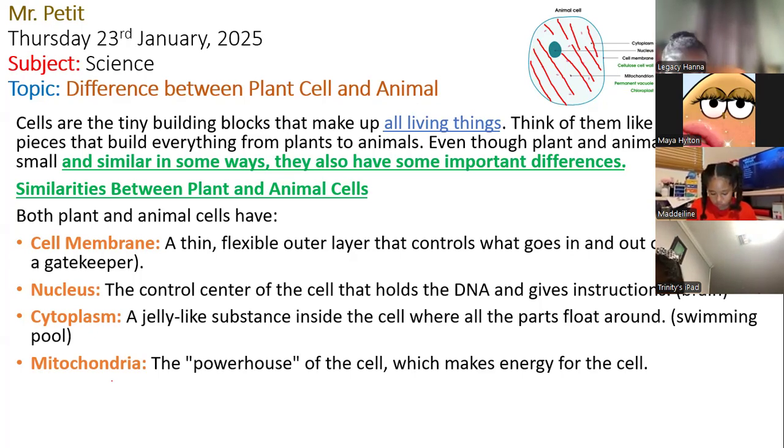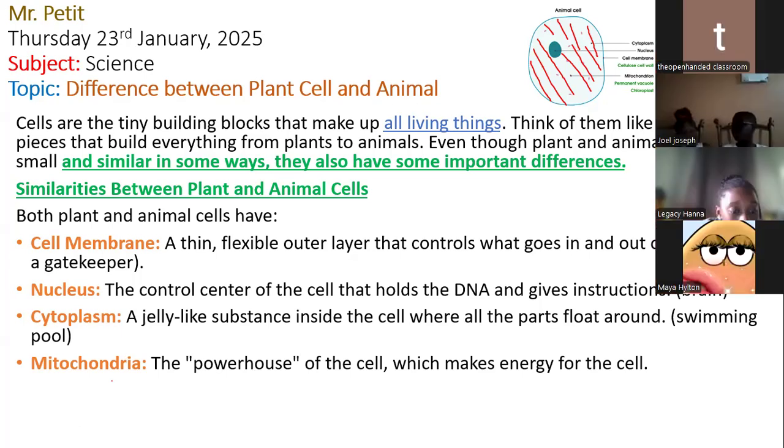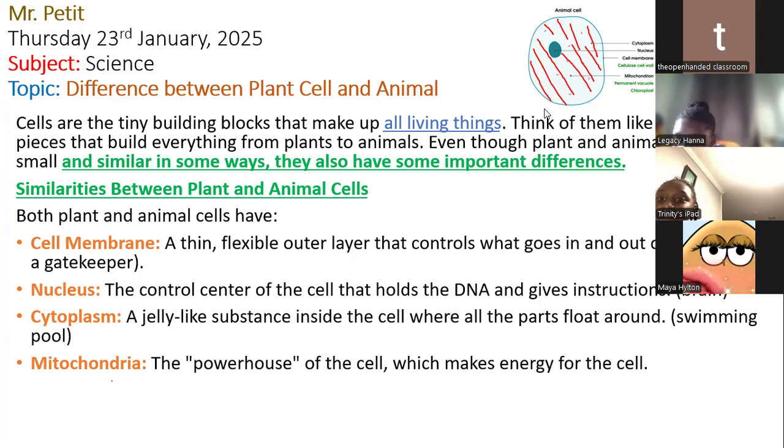Read the definition of mitochondria, Legacy. Mitochondria, the powerhouse of the cell which makes energy for the cell. Very good. And Kylie, read the definition of mitochondria. Mitochondria, the powerhouse of the cell, which makes energy for the cell. Very good.